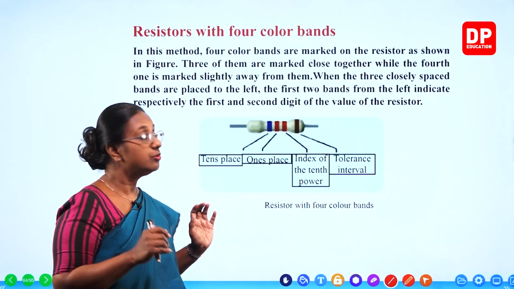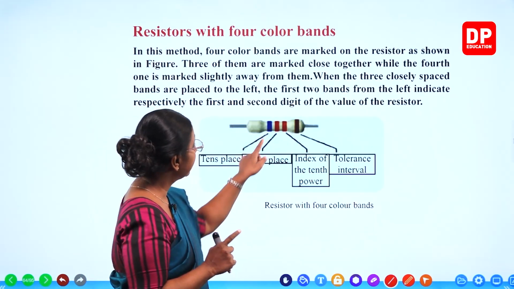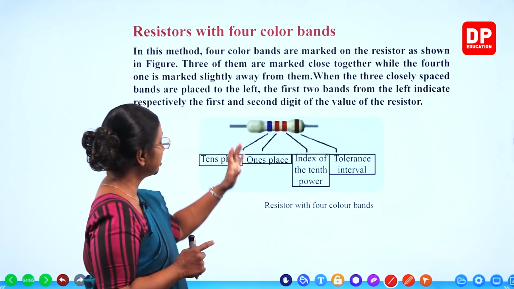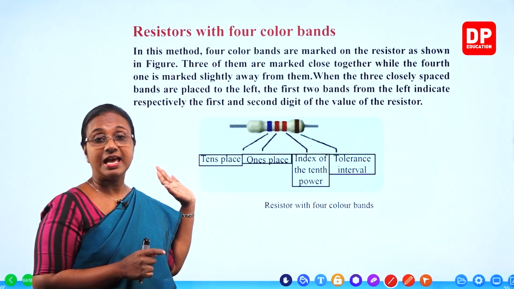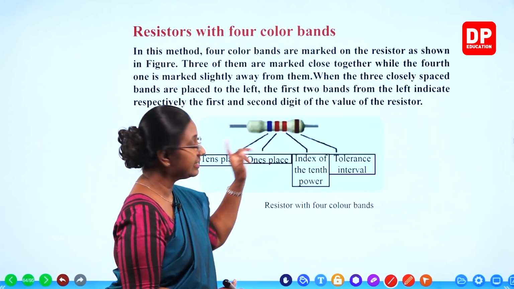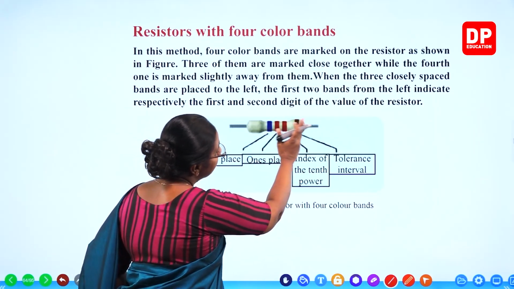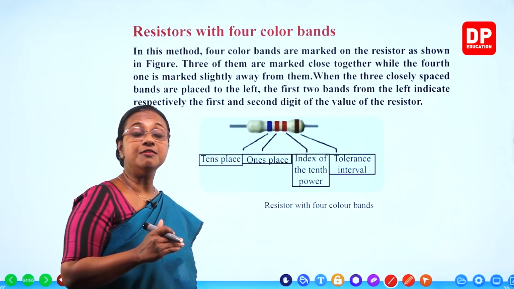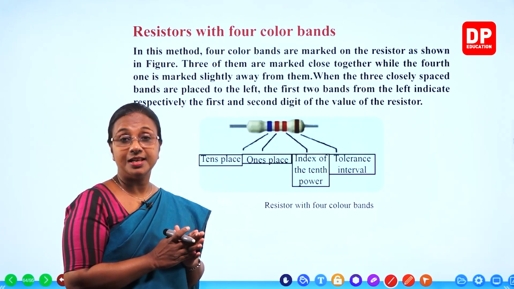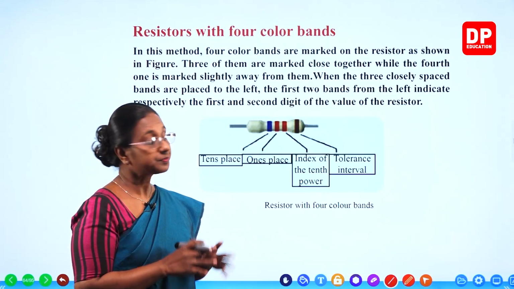So what you need to do is place this resistor in such a way that the bands that are close to each other are on the left hand side. Now if you look at the board, on your left hand side, the 3 bands that are close to each other are there. And on the right hand side, a band is there that is slightly far away from the other 3 bands. That is how you read the color band.